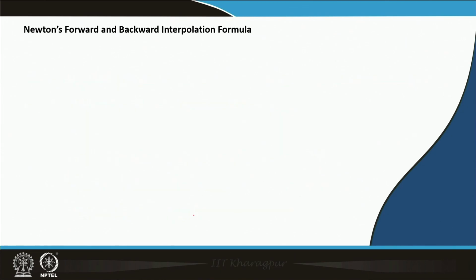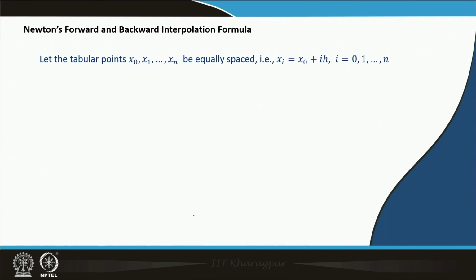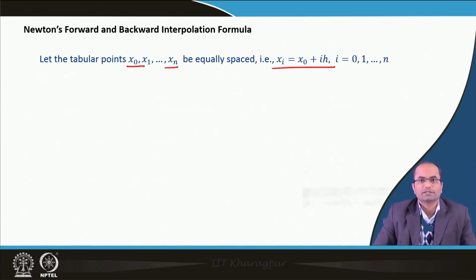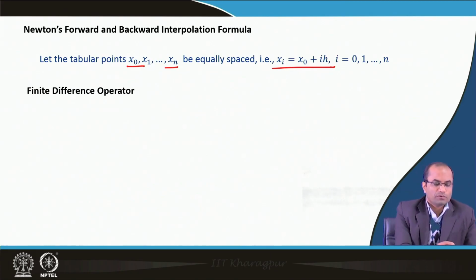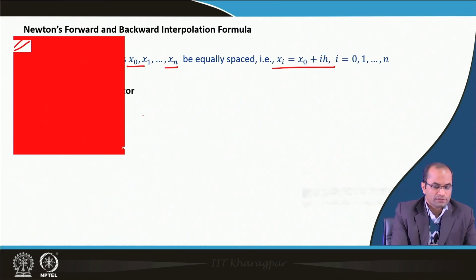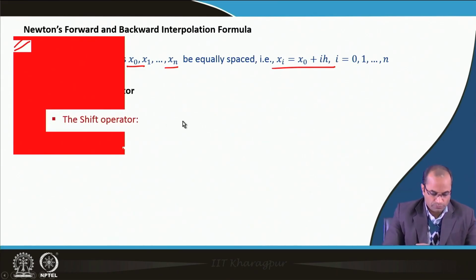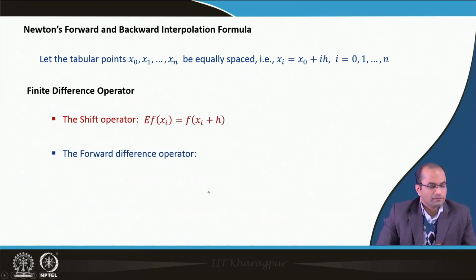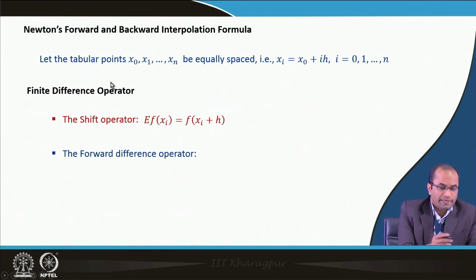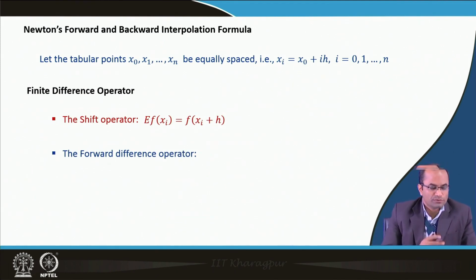So, coming now to Newton's forward and backward formula, we will take the points x 0, x 1, x 2, up to x n, and we assume that they are equally spaced. That means x 1 is x 0 plus h and x 2 is x 1 plus h, so there will be a difference of just h. We need to talk about the finite difference operators, because they will be used in these formulas. It is easier to define or derive these formulas using these shift operators.